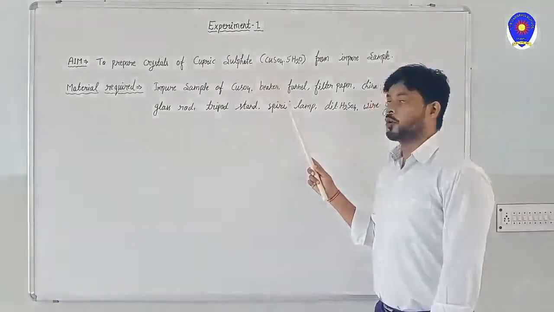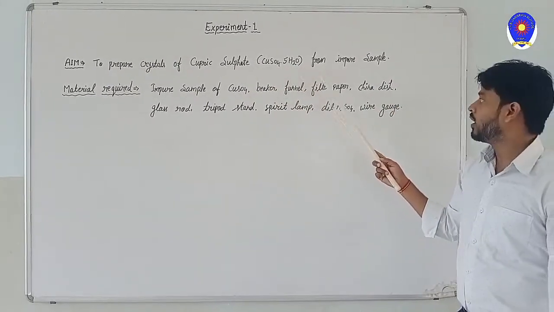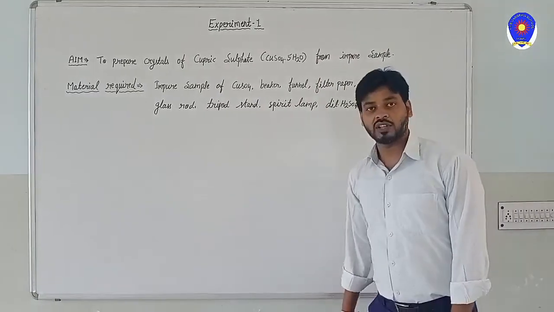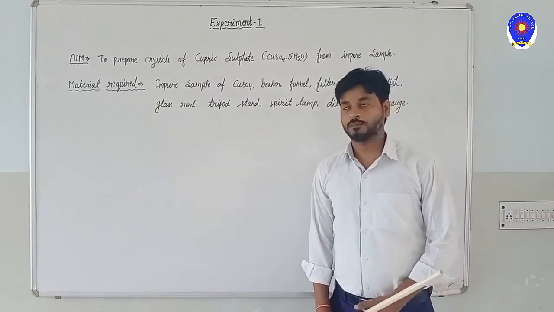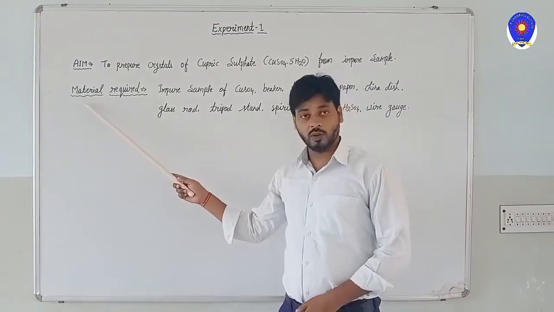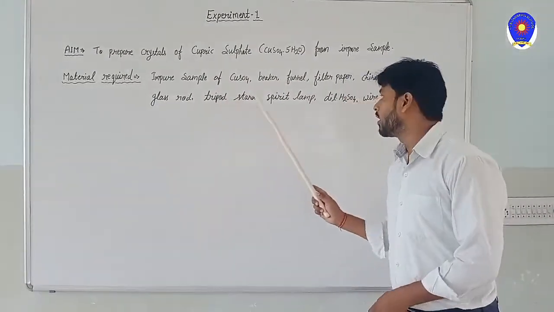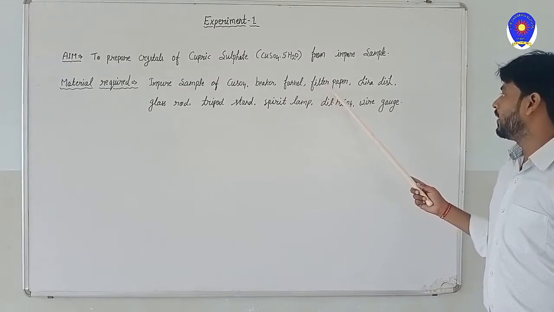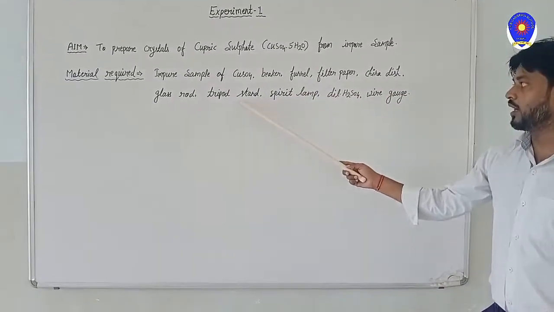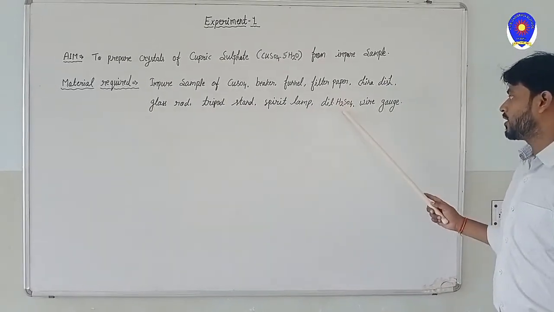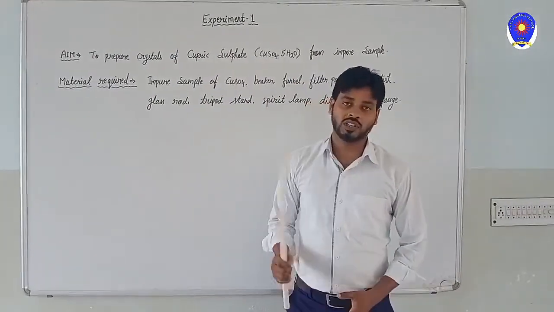The chemical formula of cupric sulfate is CuSO4.5H2O. We have to prepare crystals of cupric sulfate from an impure sample. The materials required for this experiment are impure sample of cupric sulfate, beaker, funnel, filter paper, china dish, glass rod, tripod stand, spirit lamp, dilute H2SO4 and wire gauze. So these are the materials required for this experiment.